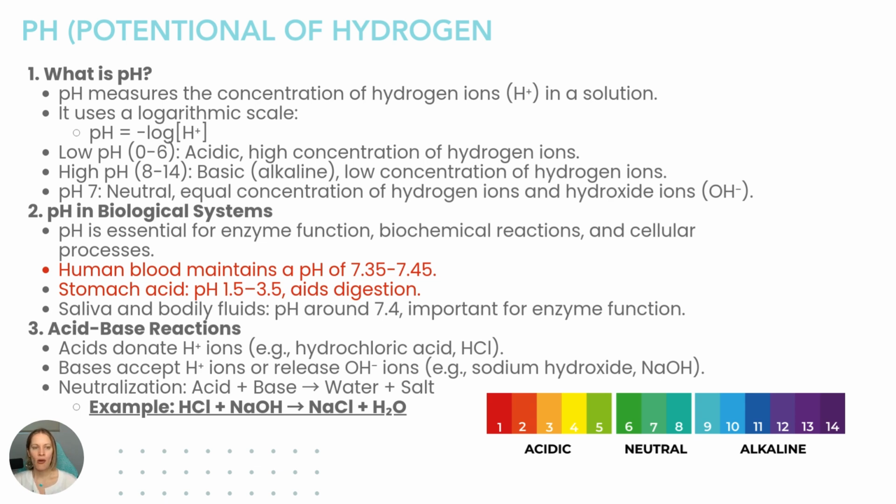Now, pH is essential for enzyme function, biochemical reactions, and cellular processes. For example, human blood maintains a pH of 7.35 to 7.45. So, there's a very slight range there. It's more neutral. Whereas stomach acid is very acidic, it can go from 1.5 to 3.5, with 1.5 being more acidic than 3.5. Saliva and bodily fluids have a pH around 7.4. This is important.